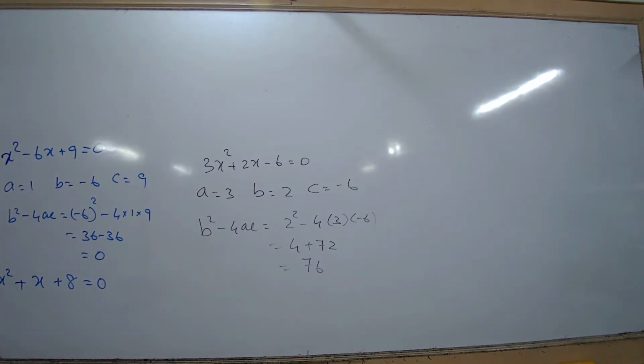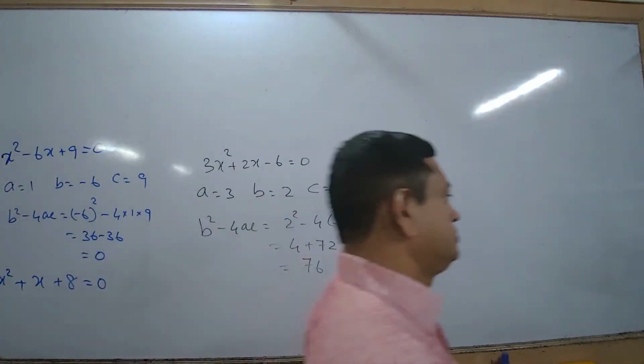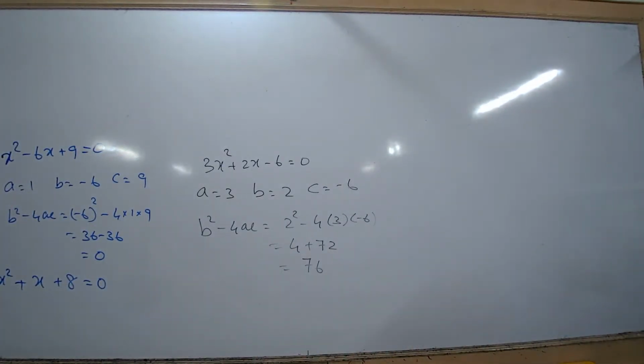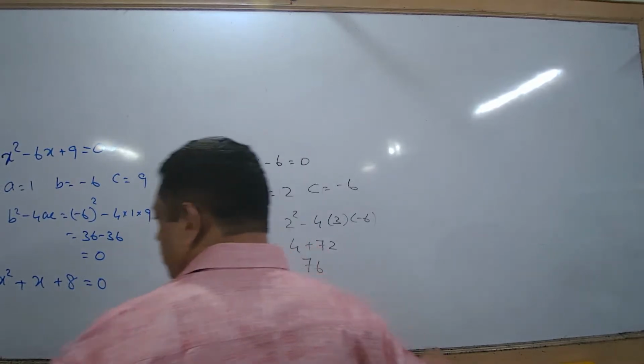Find out the third one: 3x square plus x plus 8 equal to 0. So, 95, minus 95. Okay, got it?